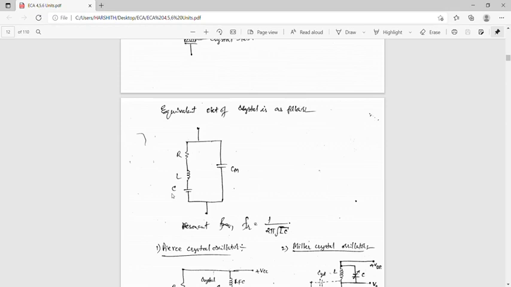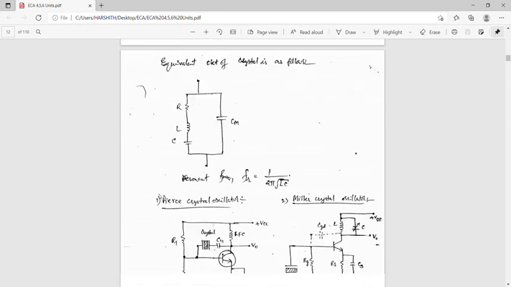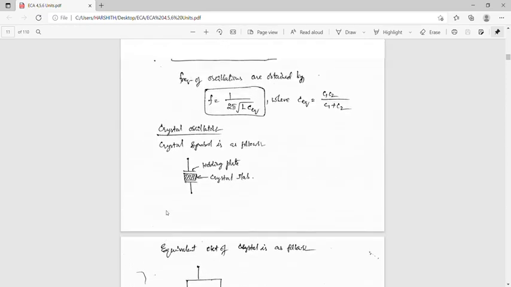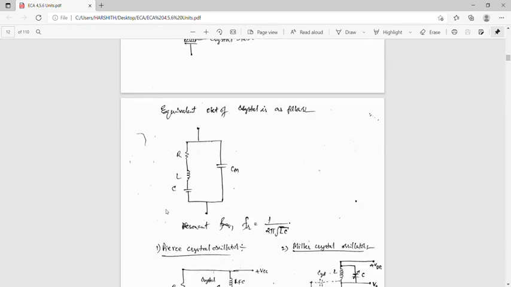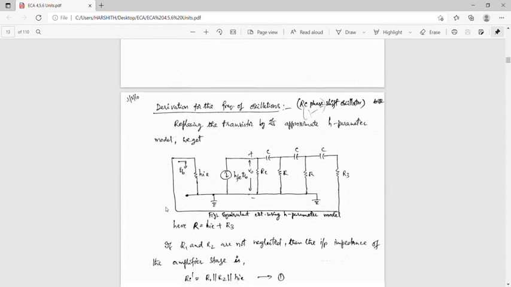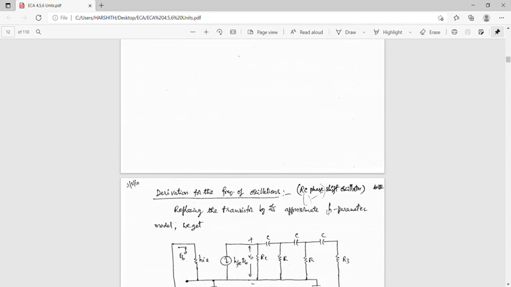In crystal oscillators, there are two types, the Pierce crystal oscillator and the Miller crystal oscillator. Okay, these are the circuit diagrams. So LC oscillators and RC oscillators are over, and in the next class we will discuss the derivations.